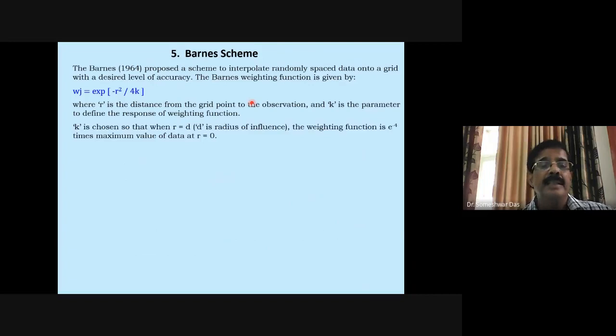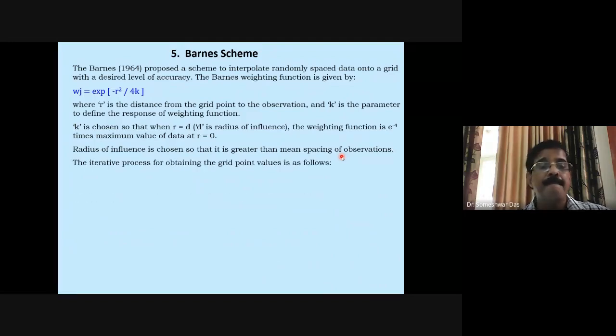K is chosen so that when r is equal to d, that means your radius of scan is equal to the distance between the grid point and the observation, the weighting function is e to the power minus 4 times the maximum value of the weight at r equal to 0. This is the way k is chosen. The radius of influence is chosen so that it is greater than the mean spacing of observations. That means you're trying to accommodate more and more observations. The iterative process for obtaining the grid point value is as follows.